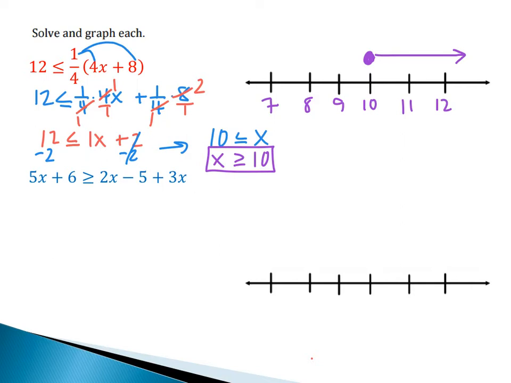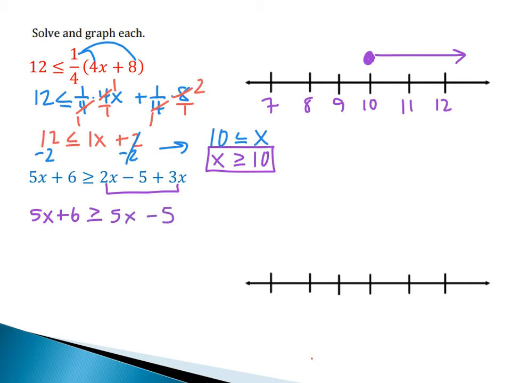Okay, now, first of all, what I'm going to do before that is I'm going to try and simplify each side as much as possible. So here, 5x plus 6, I can't simplify. Now, can I simplify anything on the right side? Yes, I can take and combine like terms. So I can combine 2x and 3x. So the left side is going to stay the same. 5x plus 6 is greater than or equal to 5x minus 5.